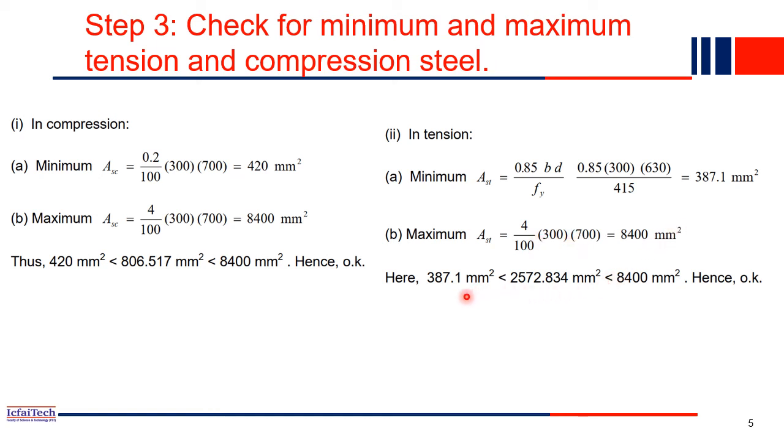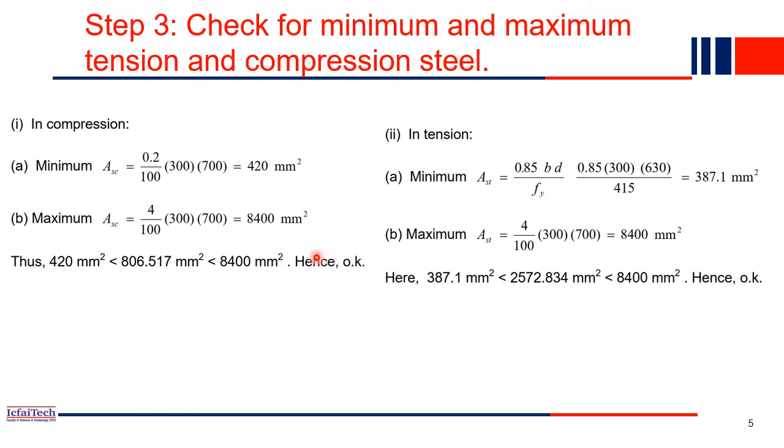So whatever we provided in the last slide, we covered, got it. AST value is 2572, which is more than 387 and less than 8400. So hence again it is also okay. So we have checked it. Like that, whenever you design, in step 3 you always have to check whether the reinforcement we got is within the limit or not as per our IS code.